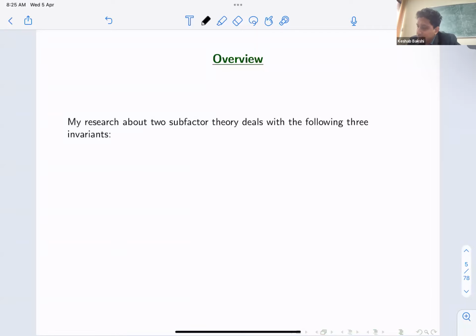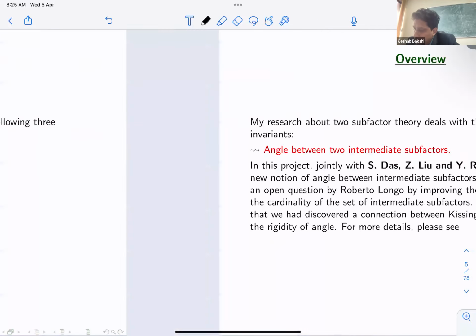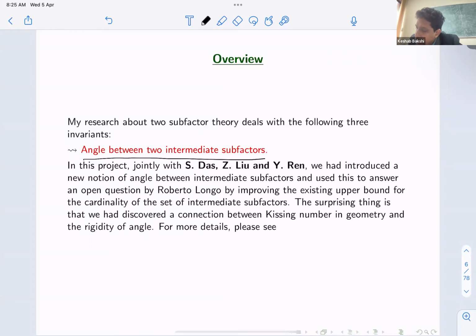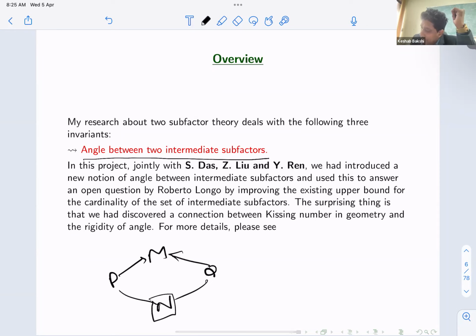So there are a few invariants for this two subfactor theory. The first one is the angle between two subfactors, or two intermediate subfactors. This is in joint work with Sion Das, Zhongwei, and Jun Xian, where we have introduced a new notion of angle. Like in plane geometry, we know that there are angles between two lines. Similarly here, if you have two subfactors, P subset M and Q subset M, and there is a common subfactor, then we can introduce the angle between these two. So this is joint work with Liu and others.